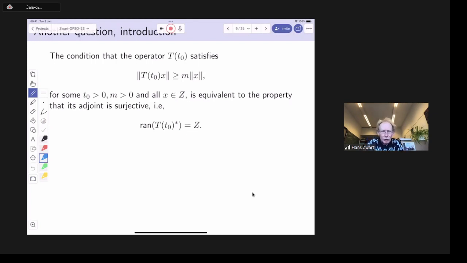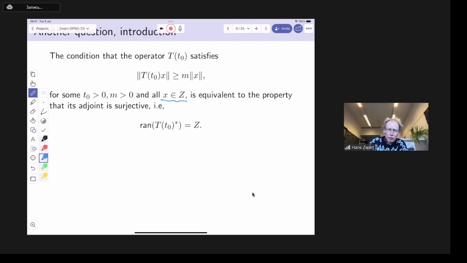Now the property that the operator at t0 is left invertible is the same as saying that the range of its adjoint is the whole space. So I'm back to the Hilbert space case, but that's not so important. The range is the whole space.